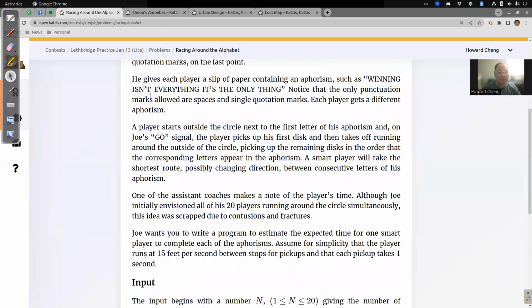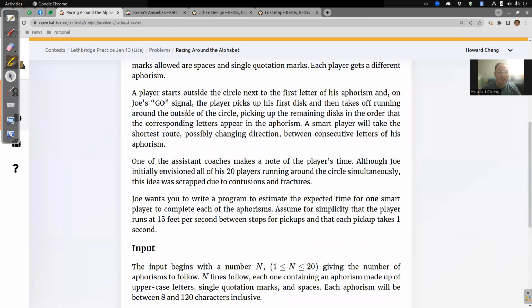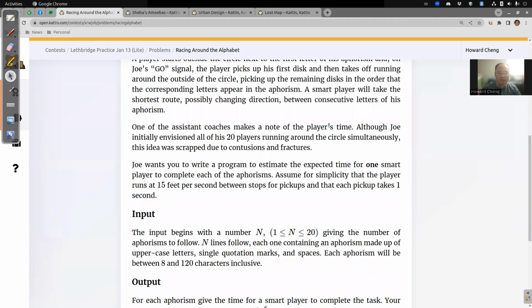And then it gives each player a slip of paper containing an aphorism, such as winning isn't everything, it's the only thing, and so on. So a player starts outside the circle next to the first letter, and on Bill's go signal, the player picks up his first disc and then keeps running around the circle, outside the circle, picking up the remaining discs in order, corresponding to the letters as they appear in the aphorism. A smart player will take the shortest route, possibly changing direction between consecutive letters of the aphorism. One of the assistant coaches makes a note of the player's time.